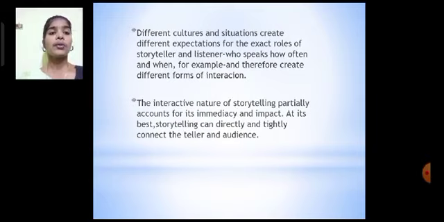The interactive nature of storytelling partially accounts for its immediacy and impact. At its best, storytelling can directly and tightly connect the teller and the audience.